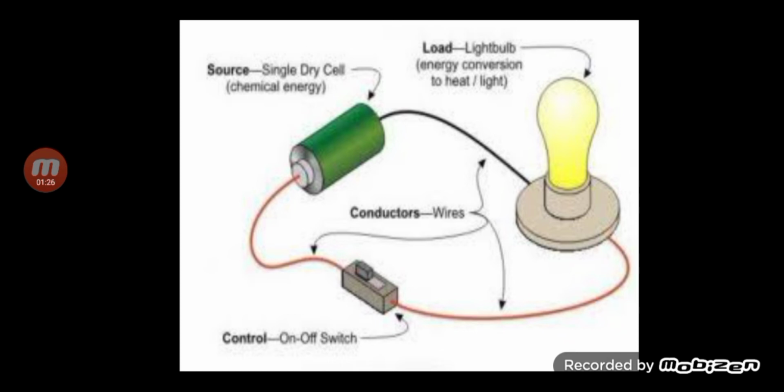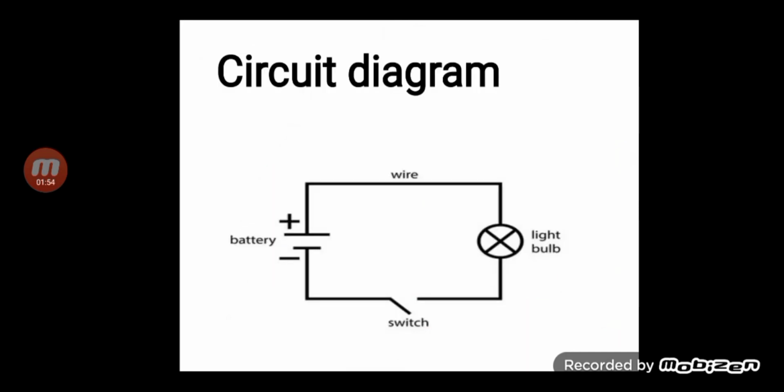Then we have conductors or connectors. These are basically the wires, or transmission wires, by which the electrons transmit from one component of a circuit to the other one. Then we have control. It is the on-off switch. It is also known as a key or a switch. It is optional in the circuit. The purpose of this control is to open or close the circuit. This is the circuit diagram in front of you.